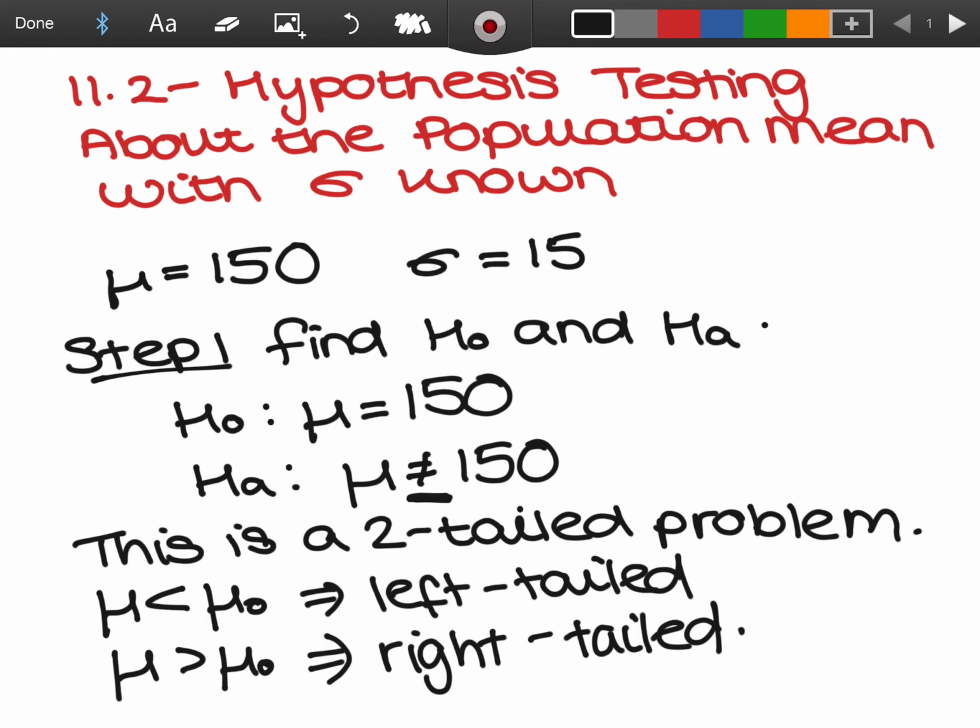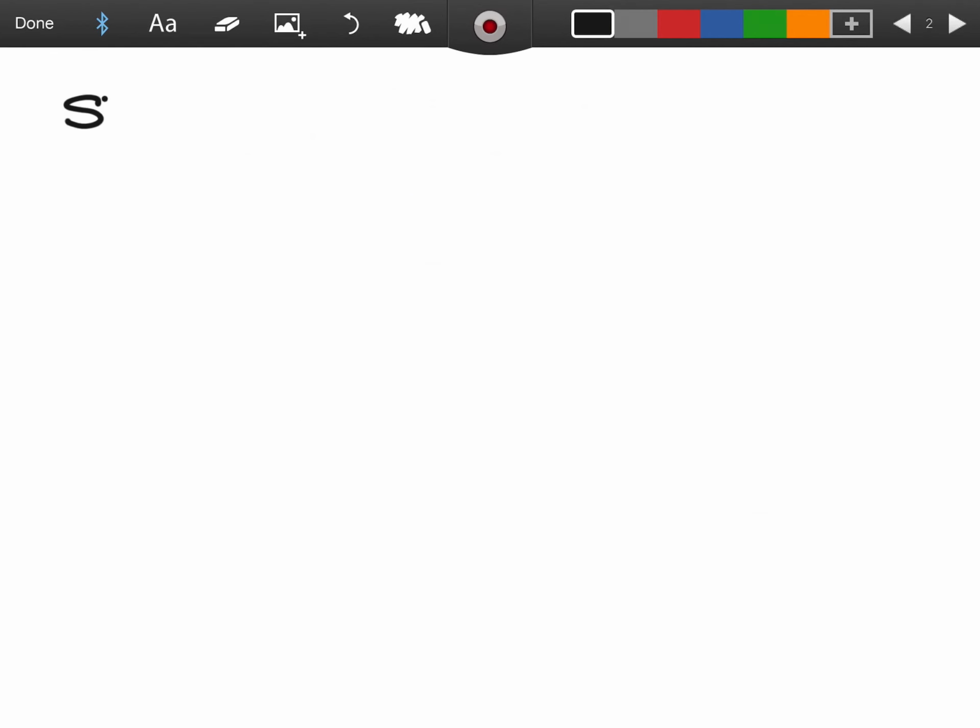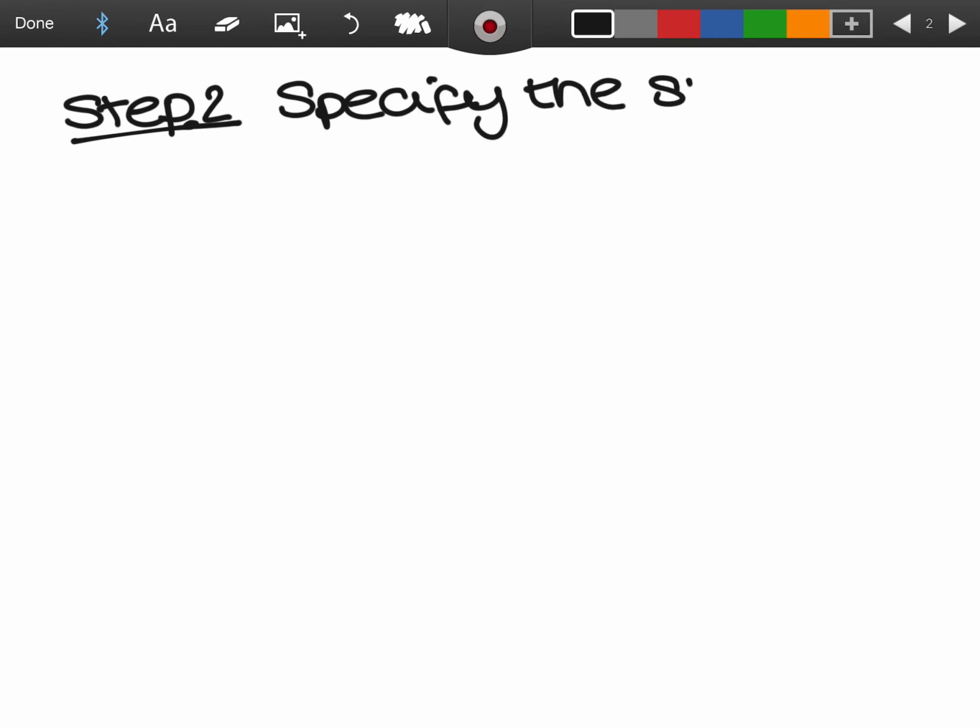Step 2 was to specify the significance level. They will always give you that in the problem. So it says in the problem, the level of the test is set at 0.05. We're going to look at what that actually means.